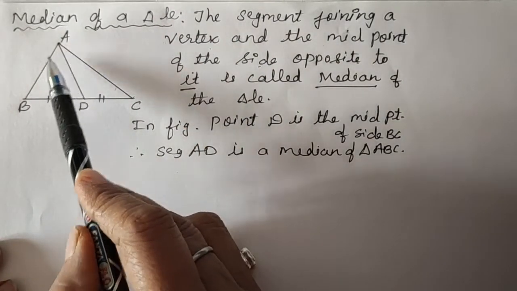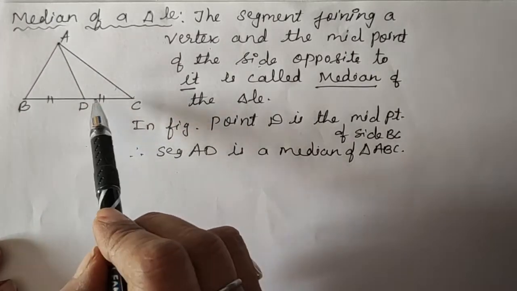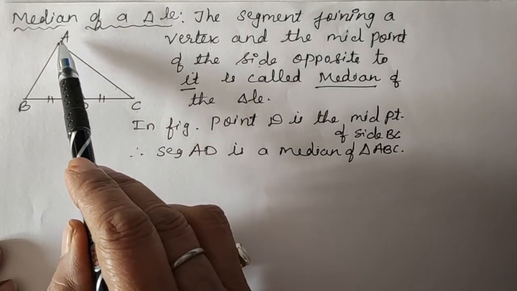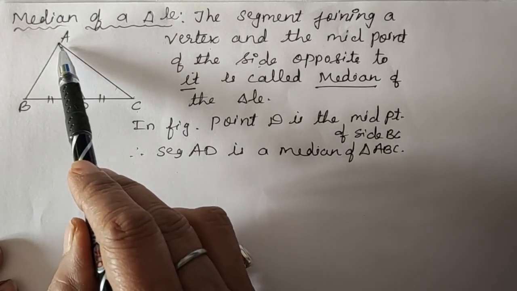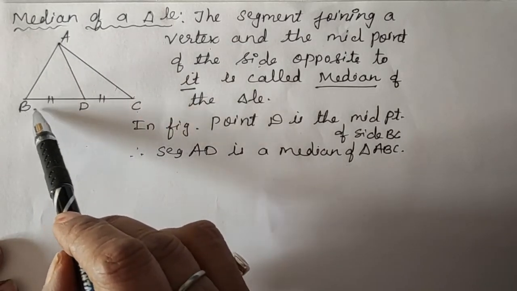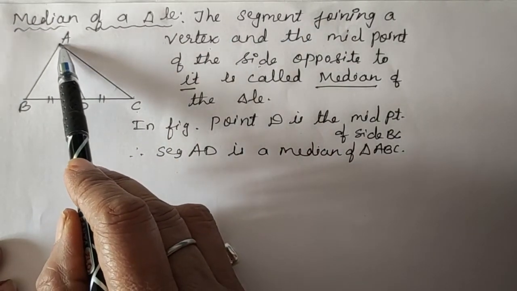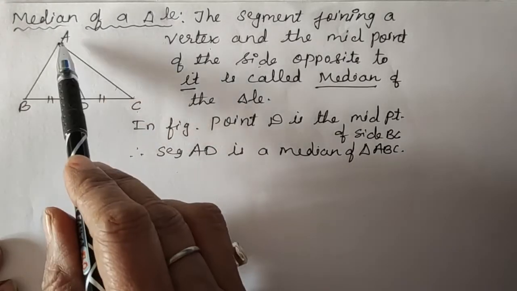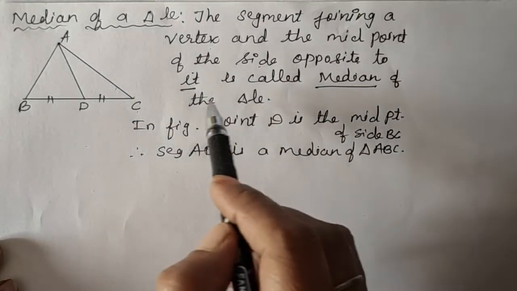See, here I have drawn one triangle ABC, and this D is the midpoint of BC. This symbol shows that D is the midpoint of BC. From one vertex of the triangle, vertex A, I have drawn a segment joining the midpoint of the side opposite to it. Now see, the segment joining a vertex, that is AD, and the midpoint of the side opposite to the vertex A, is called the median of the triangle.